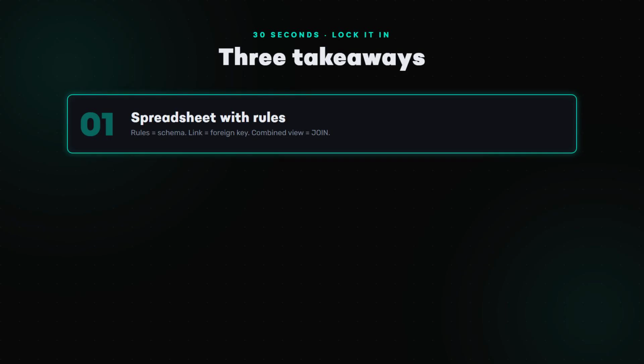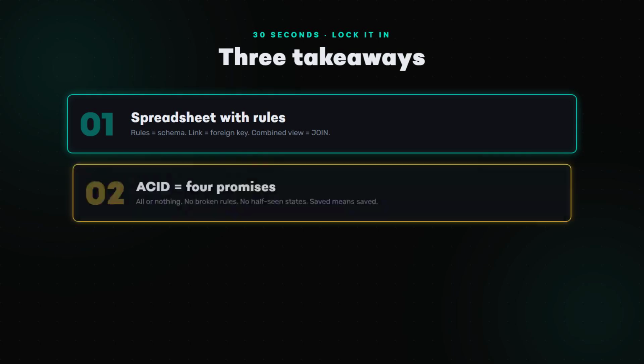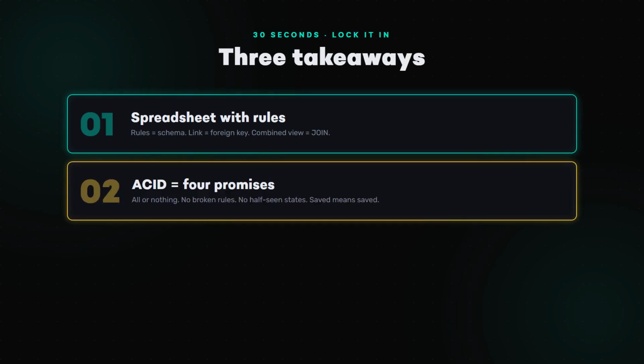Before you go, take 30 seconds to lock this in. Takeaway 1. A relational database is a spreadsheet with rules plus the ability to link sheets together through keys. The rules are the schema, the link is a foreign key, the combined view across tables is a join.